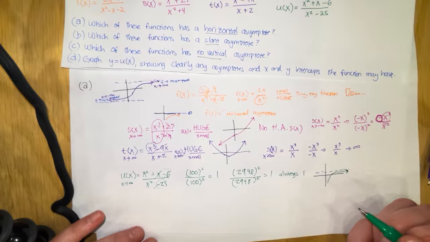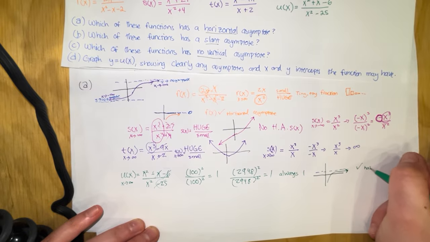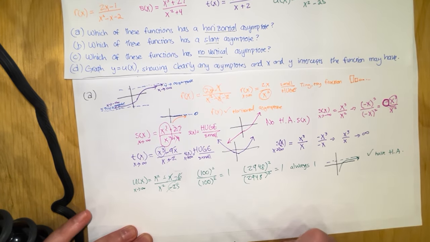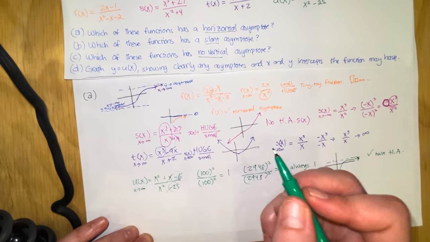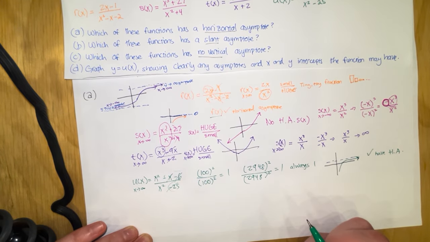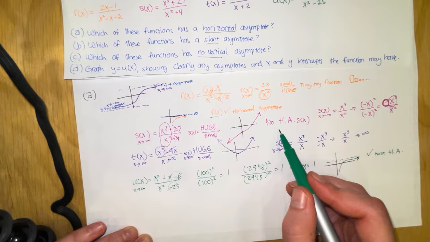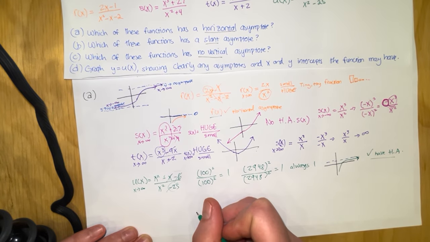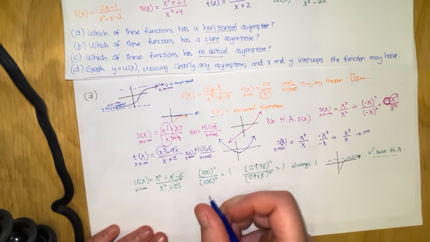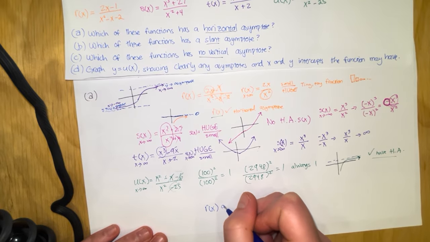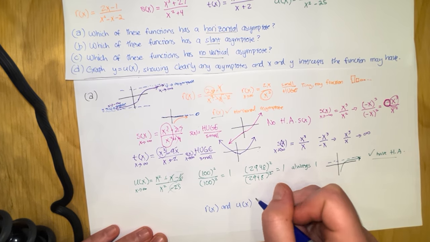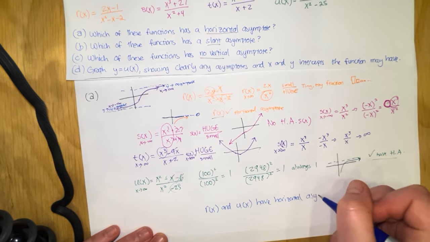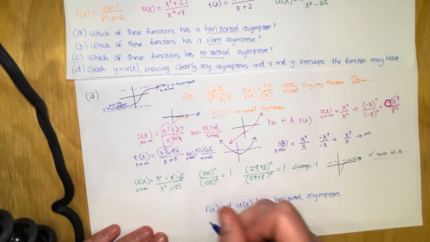All right, so this one does have a horizontal asymptote. The question is asking which one has a horizontal asymptote. So we have r of x, and then we have none, none, and then this one has an asymptote. So the answer is r of x and u of x have horizontal asymptotes. And we solved part A.